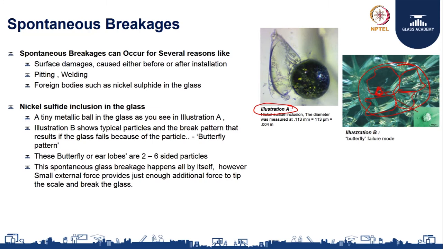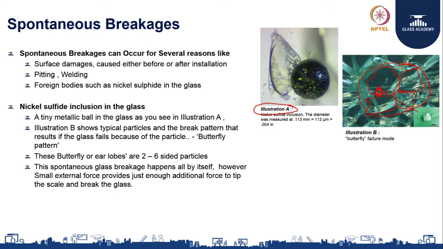The pattern in which it breaks is normally the airlobe or butterfly pattern, and this can have two to six sides. The picture represents four sides, but it can be two sided, four sided, or in some cases six sided. In most cases the spontaneous breakage happens just like that, without any interruption, without people touching anything. But on some occasions it also happens with minute interruptions like opening or closing a door with higher force. This can also add to the butterfly pattern.